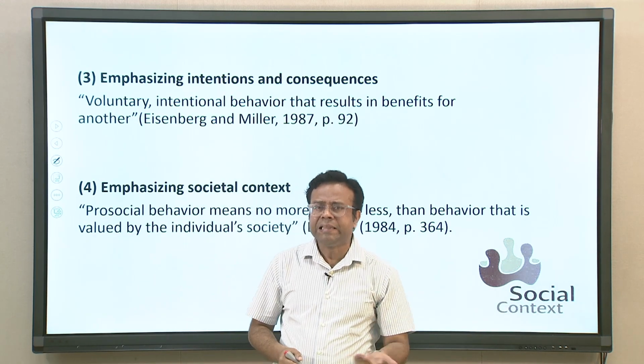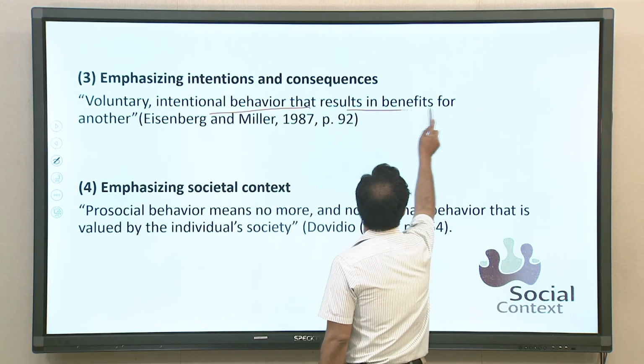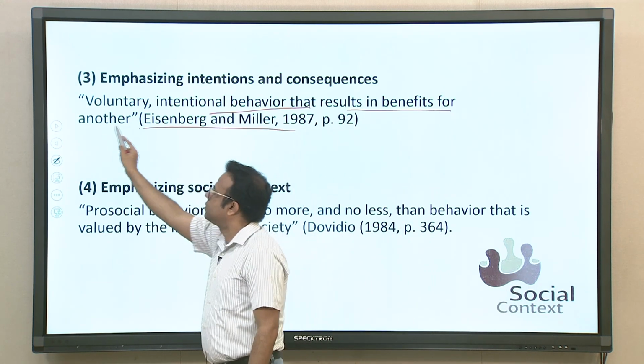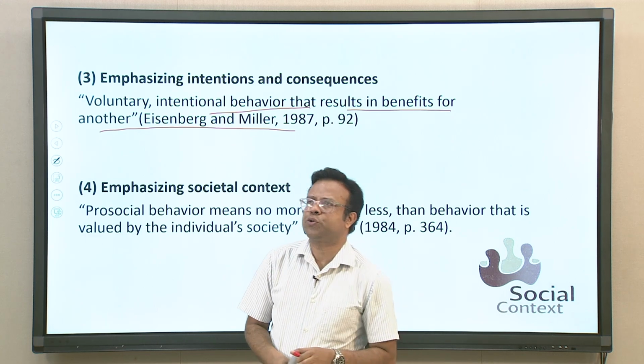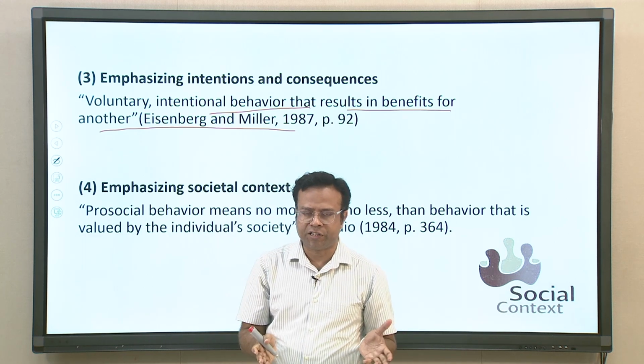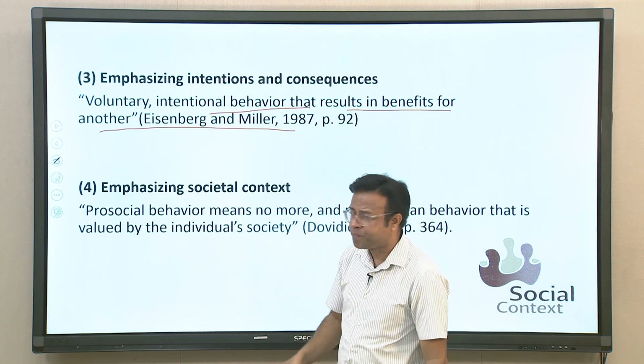One definition in this category is that it is a voluntary, intentional behavior that results in benefits for another person. So, there is an intention and there is a positive consequence to another person. Some definitions also look at the broader social context in defining prosocial behavior. One such definition is listed here.